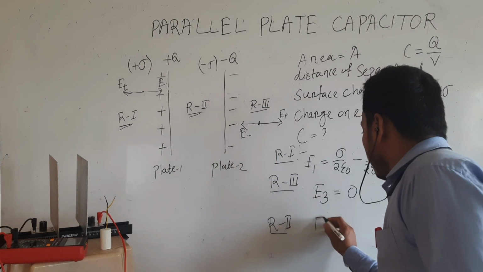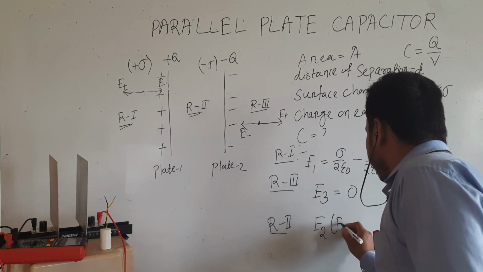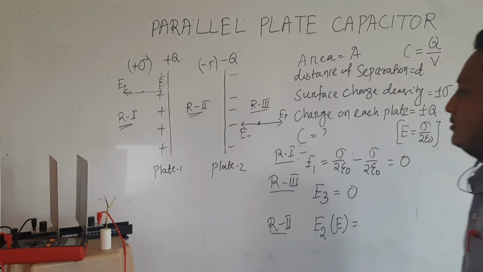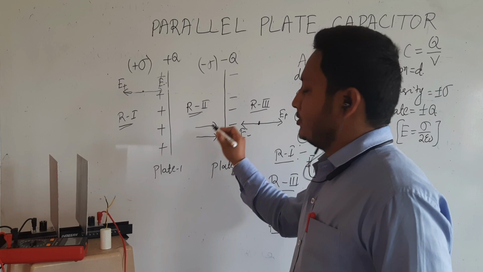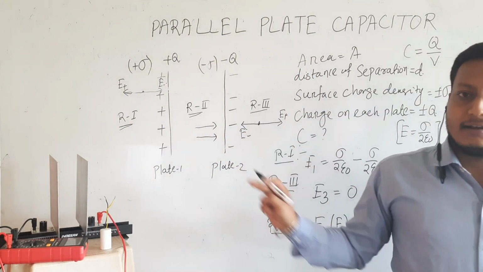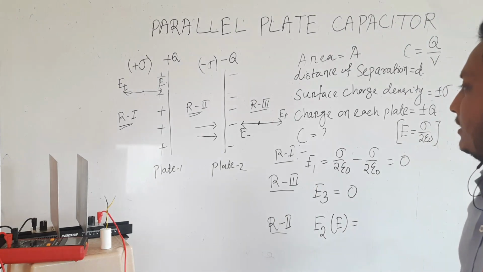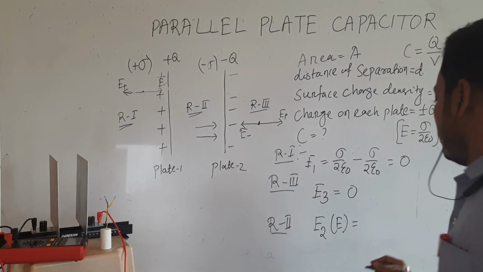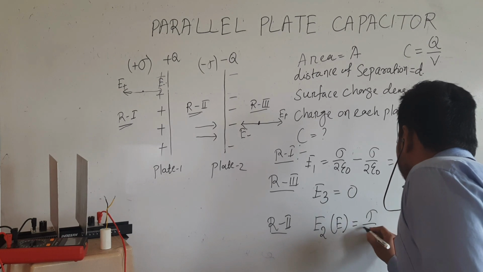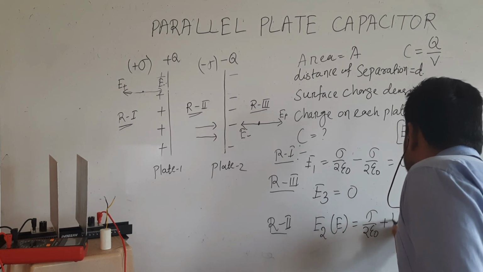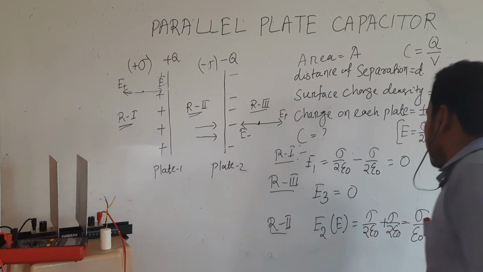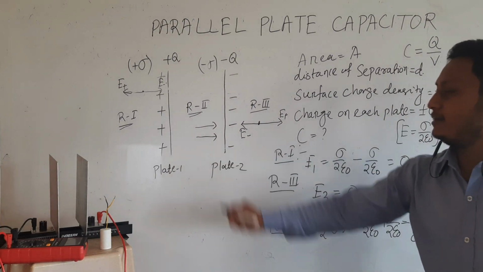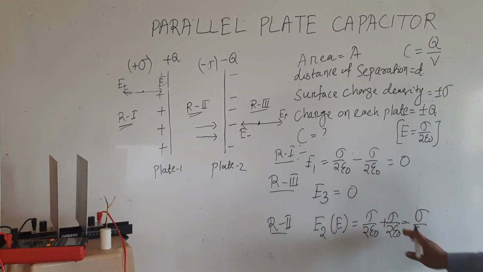So for this, let me find E2, or simply write it as E. You see here, for the positive charge it is outward, and for the negative charge it is inward. From these two arrow diagrams you can see that the electric field is along one direction. It will not cancel here. So it will give you sigma by 2 epsilon naught plus sigma by 2 epsilon naught, which equals sigma by epsilon naught. So the electric field inside the plates of the capacitor is sigma by epsilon naught.